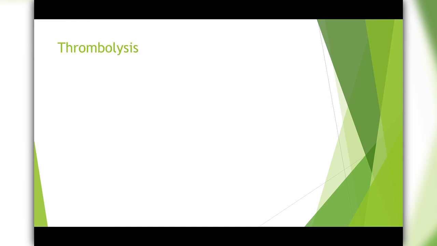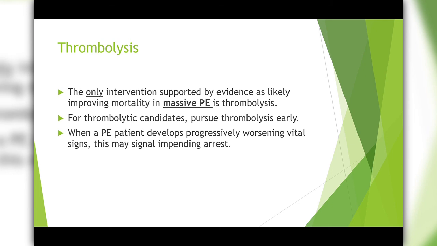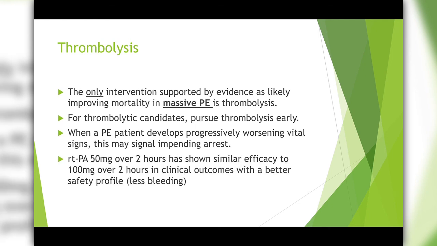Thrombolysis. The only intervention to improve mortality in massive PE. Pursue thrombolysis early, because if a patient with pulmonary embolism develops progressively worsening vital signs, this may signal impending arrest. Half-dose TPA is equally efficacious as full dose with a better safety profile.